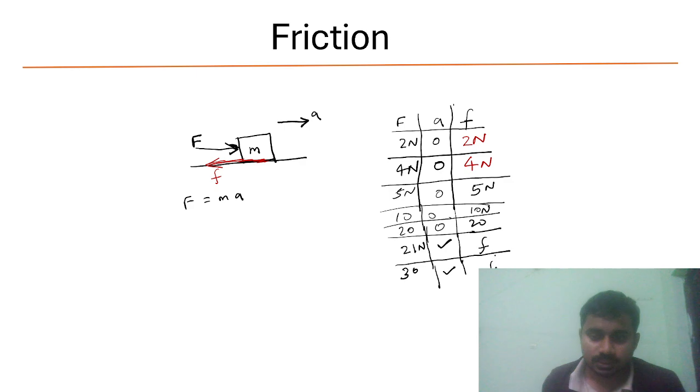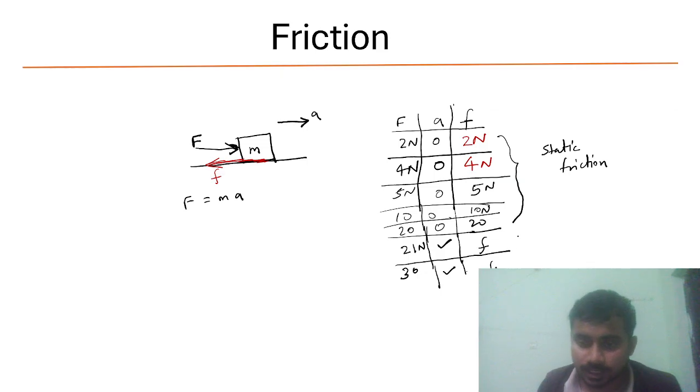So what we are seeing here is that when the body was not moving, the friction force applying here was the static friction, and it will be called static friction. And when the body started moving, whatever friction force is applying between this body and the surface will be known as kinetic friction.